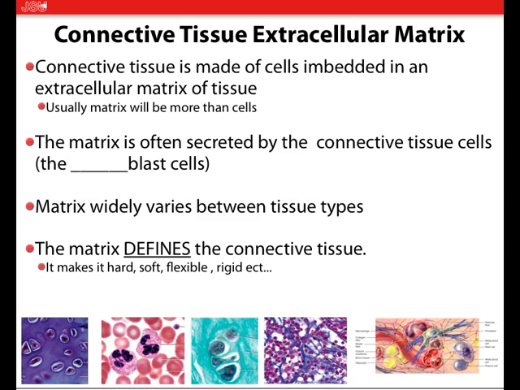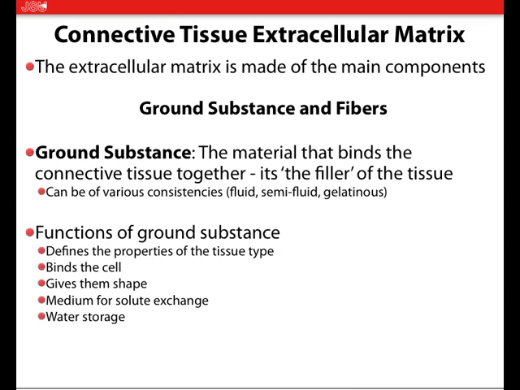Matrix is going to vary widely. Sometimes it's liquid, sometimes it's pliable, sometimes it's firm. It changes. Okay, that ECM can be made into two things, ground substance and fibers.